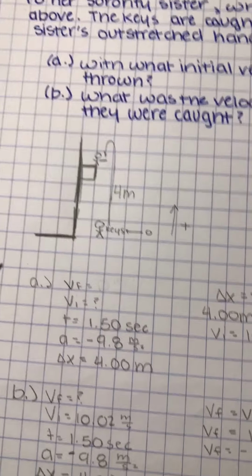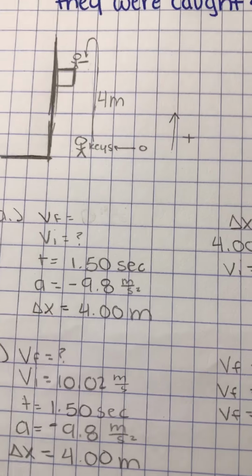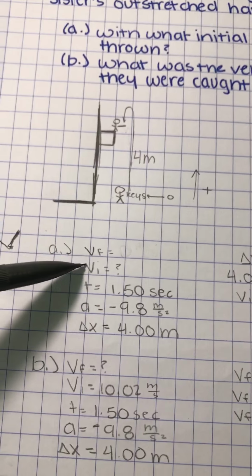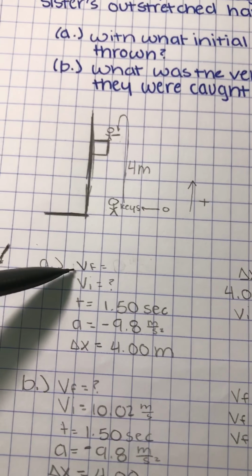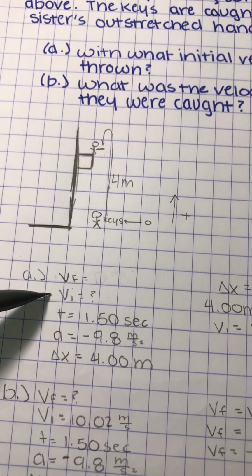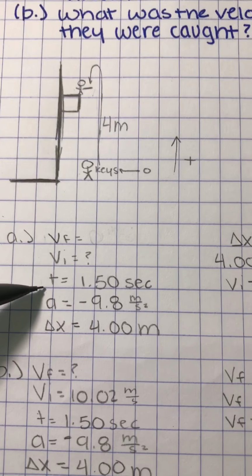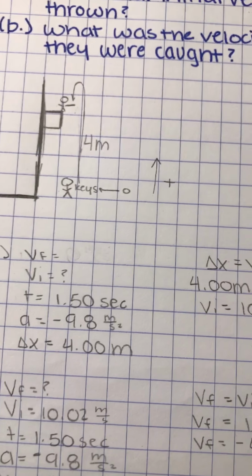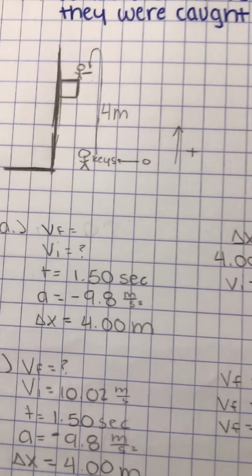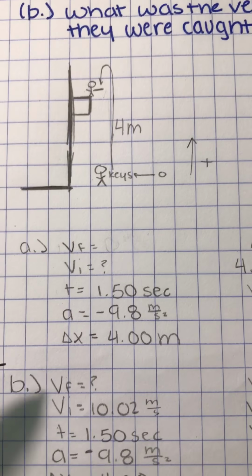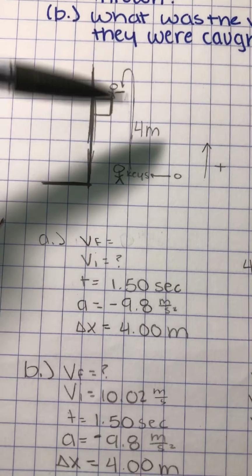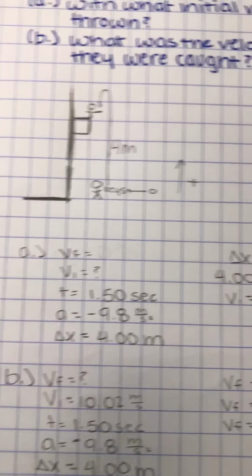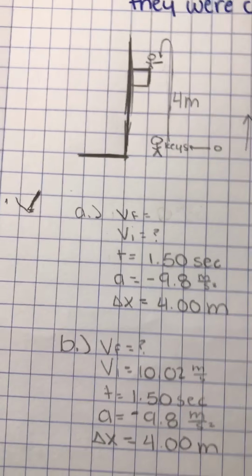So for A, I wrote out all my givens, so we don't know what the final velocity is, and we're looking for the initial velocity. We know what the time is, which is 1.5 seconds, and we know the acceleration, which is negative 9.8 meters per second squared. And we know the displacement is 4 meters. So because the displacement is 4 meters, that means it can go up and then come right back down because the displacement doesn't change. She's only 4 meters above.